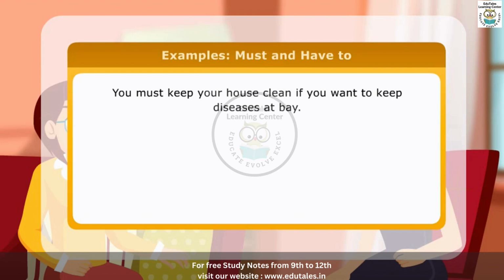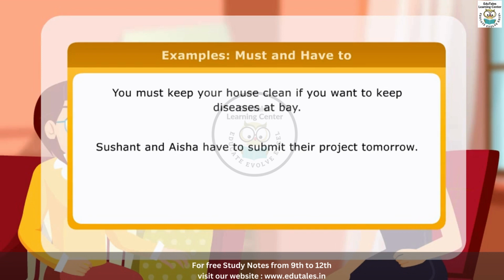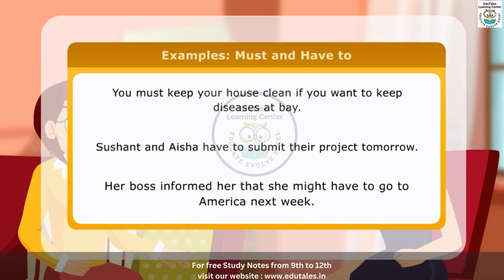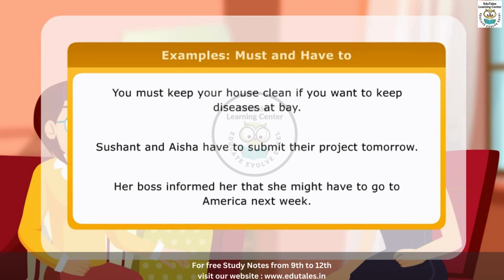Here are a few more examples of use of must and have to in sentences. You must keep your house clean if you want to keep diseases at bay. Sushant and Aisha have to submit their project tomorrow. Her boss informed her that she might have to go to America next week.